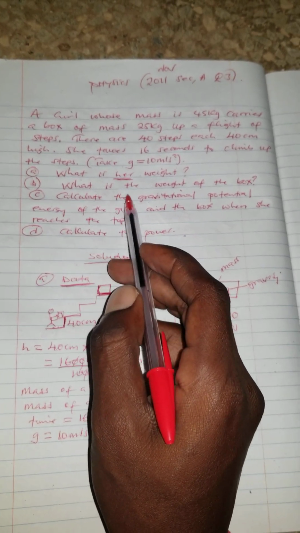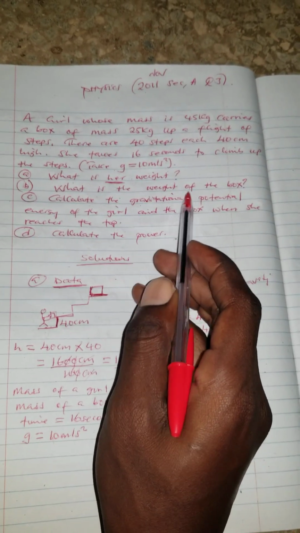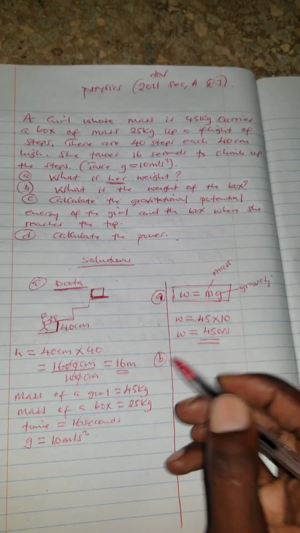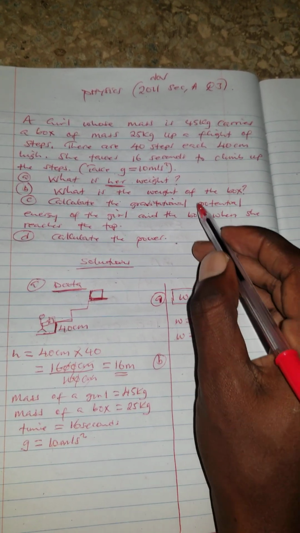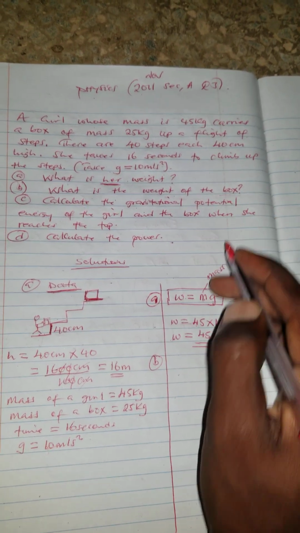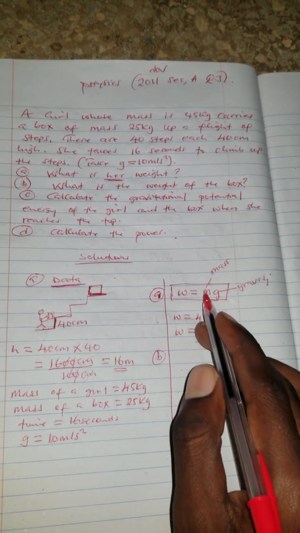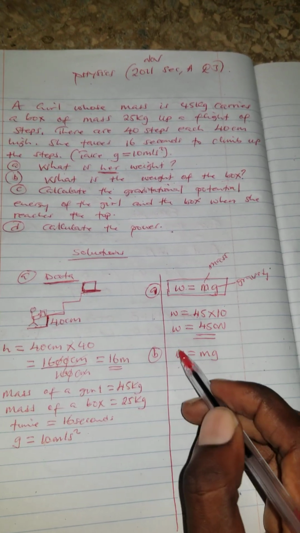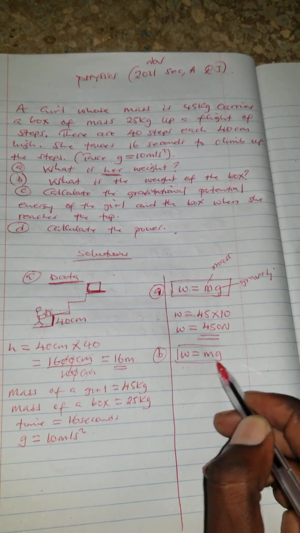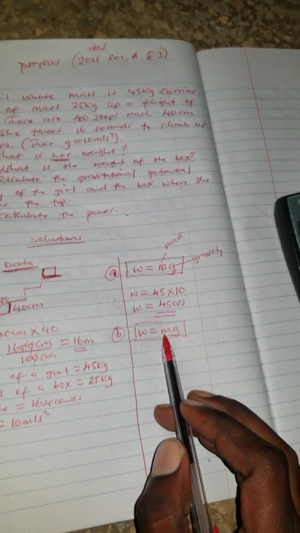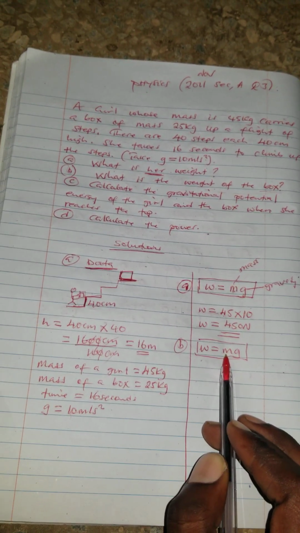B, they are saying what is the weight of the box. So we are still finding weight here, but this time we are finding the weight of the box. So we are still going to apply the same formula, where weight is mass times gravity. But now we need to take into consideration that the mass we are going to use here is going to be a different mass.